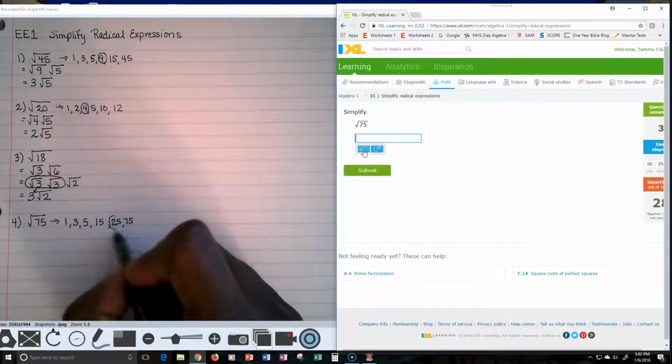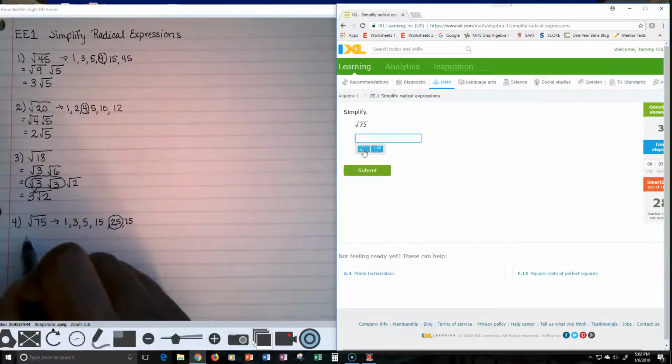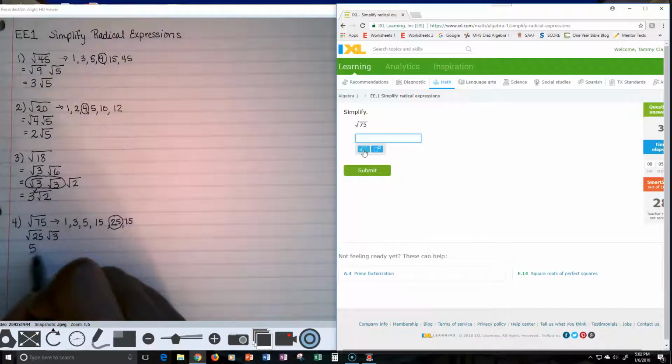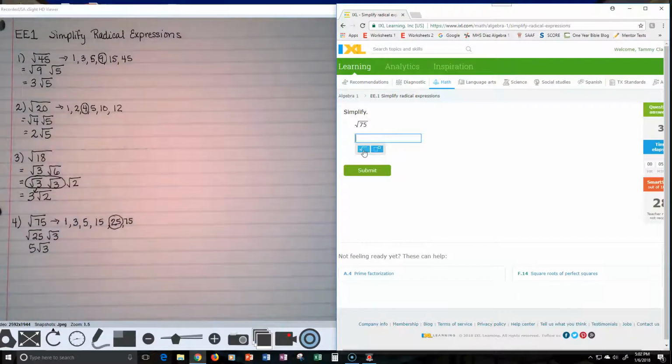Well, this is my highest perfect square. So I'm going to do the square root of 25, and I had to multiply that by the square root of 3. So that would be 5 root 3.